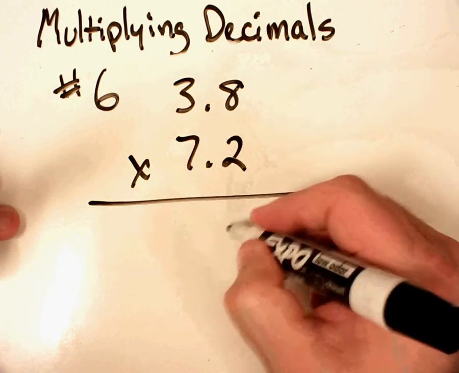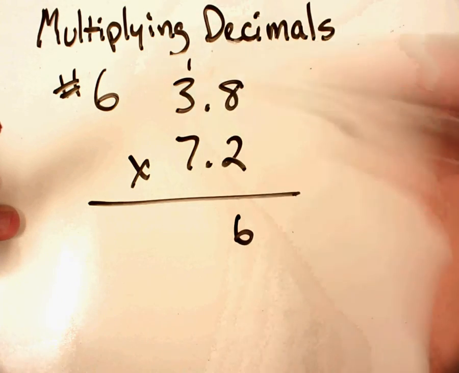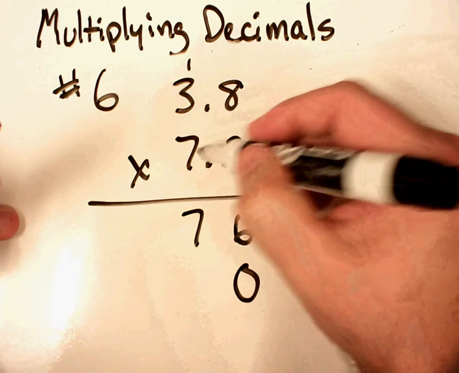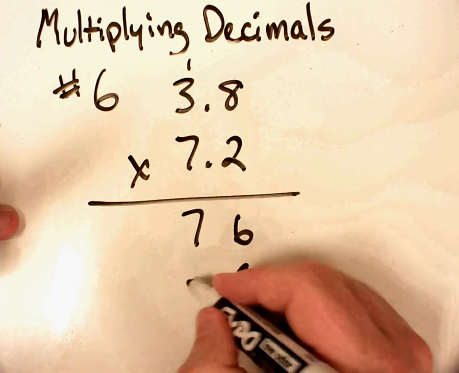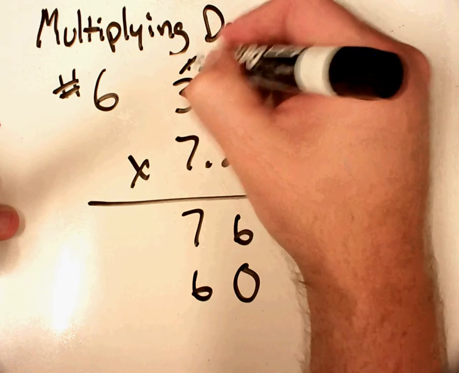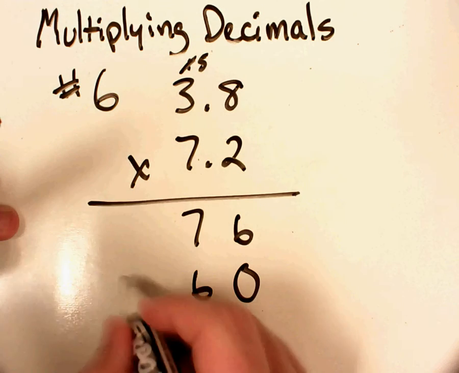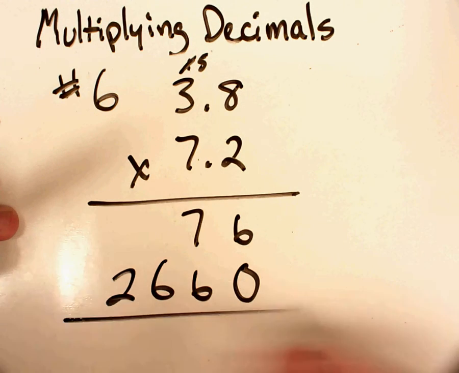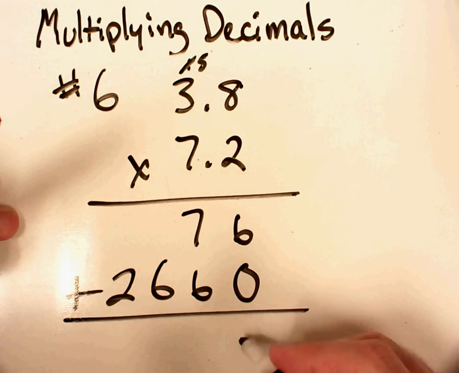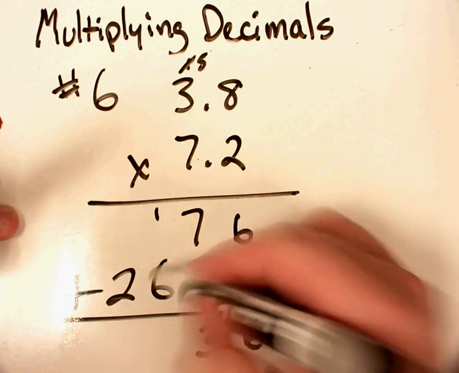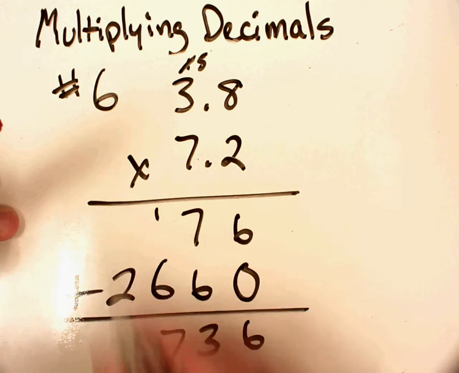2 times 8 is 16, carry my 1. 2 times 3 is 6, plus 1 is 7. Put my placeholder down. 7 times 8 is 56, carry my 5. 7 times 3 is 21, plus 5 is 26. Add them up. 6 plus 0 is 6. 7 plus 6 is 13, carry my 1. 1 plus 6 is 7. 2 plus nothing is 2.